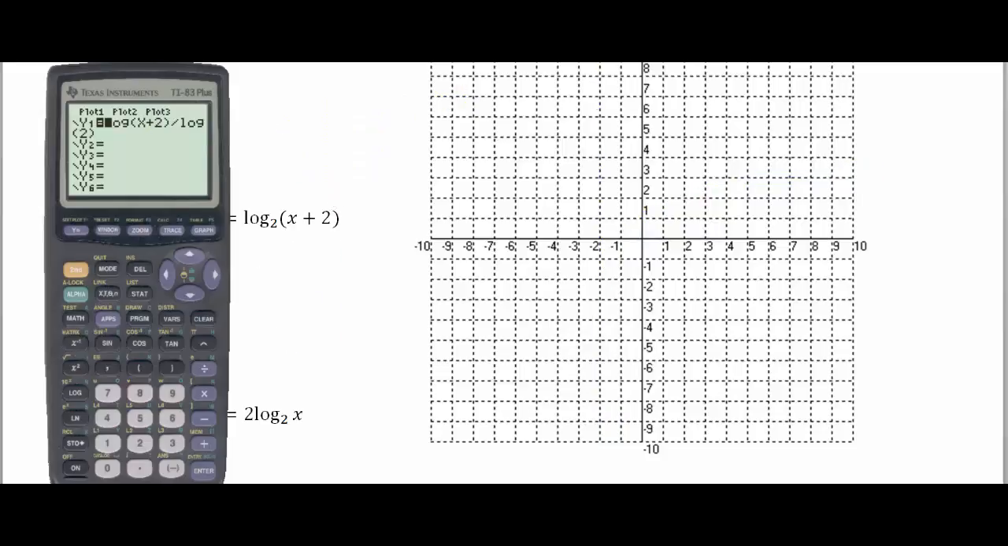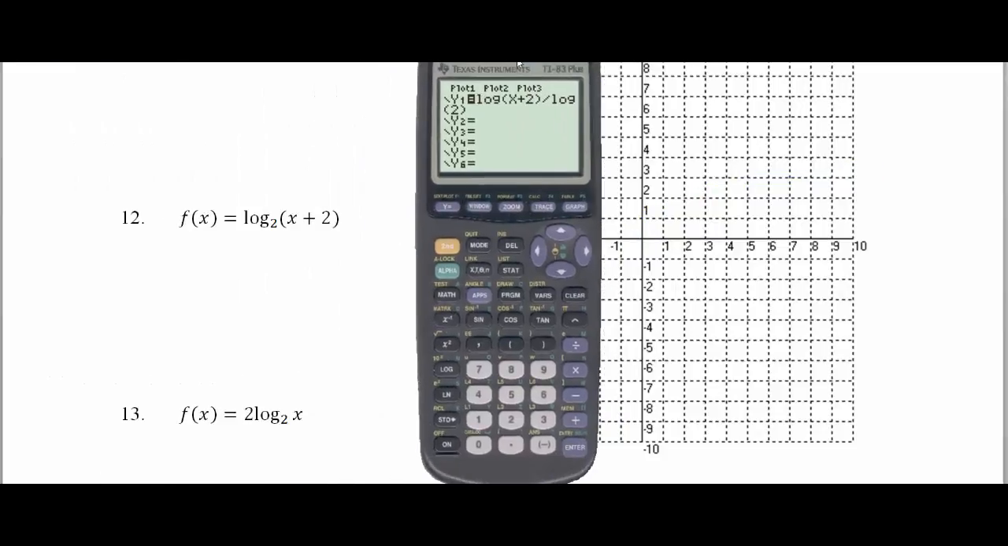So let's take a look at the next equation. Now the next equation is going to change by putting a 2 in front of the log base 2. Then we're going to type in log, and we're going to use our change of base formula to have log of x divided by log of 2. So here's log of x divided by log of 2. Alright, let's go take a look at the table.